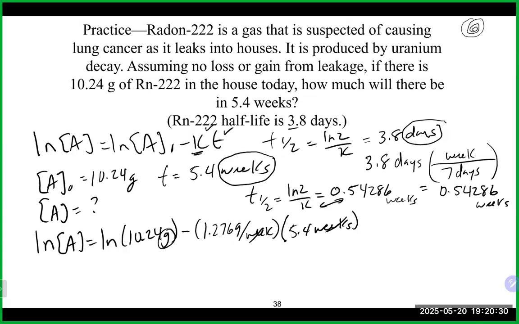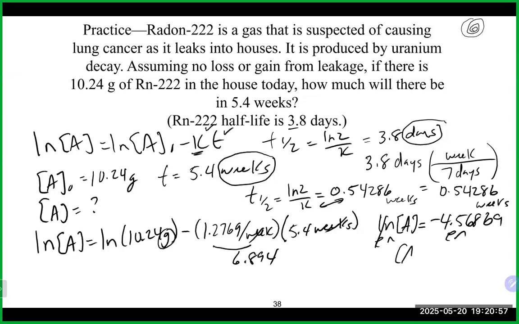My final units are going to be in grams like the original. We'll take 1.2769 times 5.4. That's going to give us something on the back end of 6.894. And we'll take the natural log of 10.24 minus that number. That's going to give us a natural log of A equal to minus 4.56869. Again, we're going to E both sides, and that will give us a final concentration of 0.010 grams in this case. Any questions on that one there?